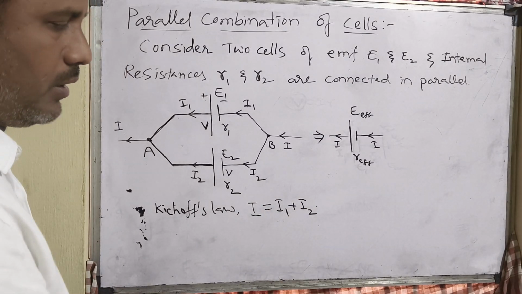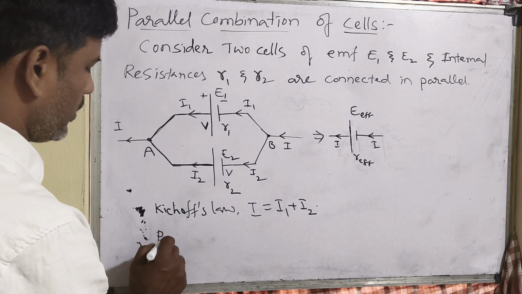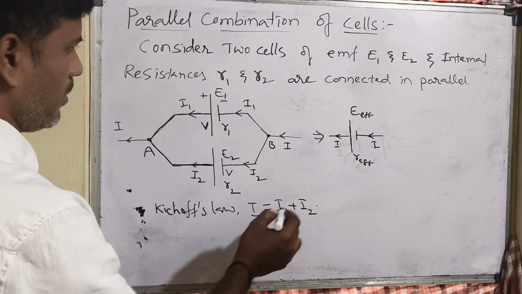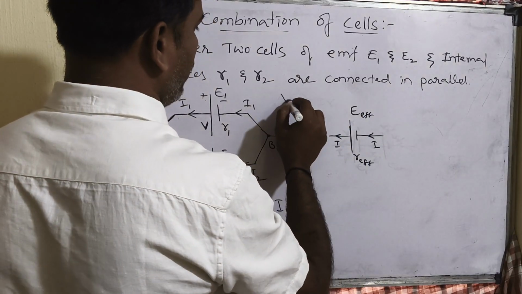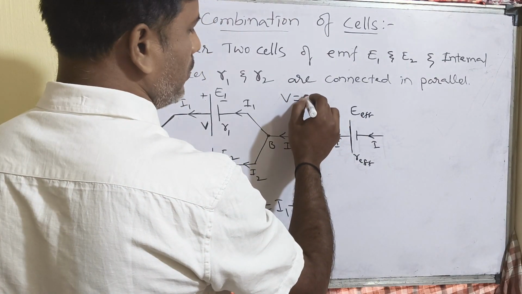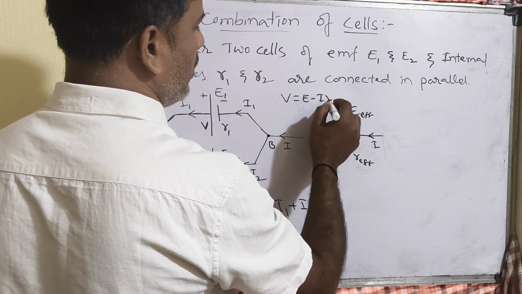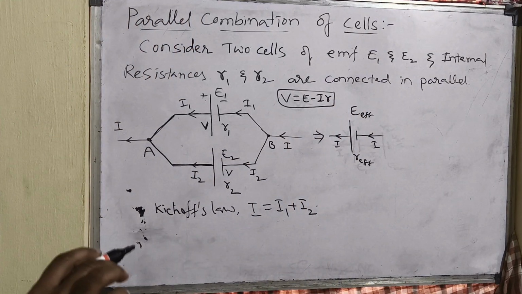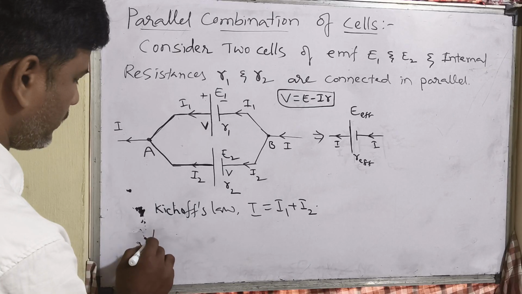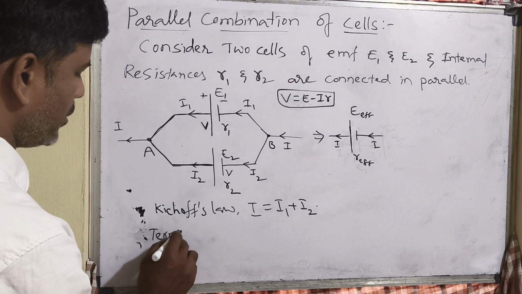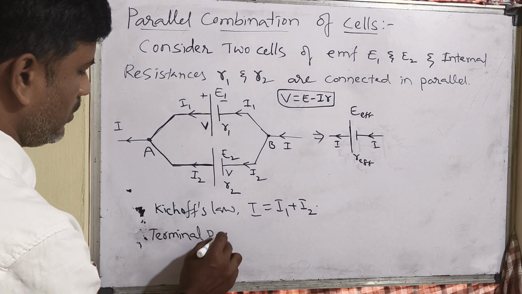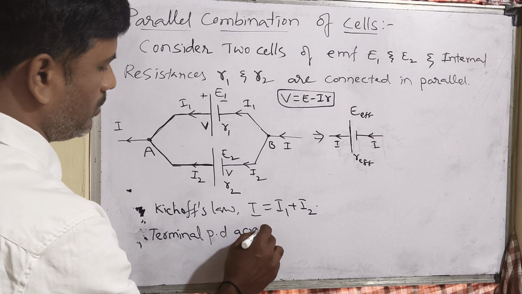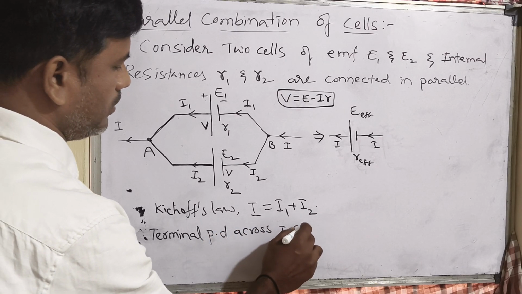But we already know the terminal potential difference. What is the formula for the terminal potential difference? V is equal to E minus IR. This is the general formula for terminal potential difference. Now the terminal potential difference across the first cell.